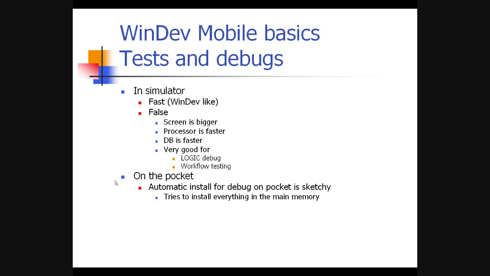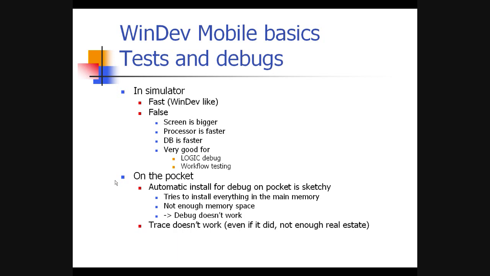Most of the time what you want to do is to install everything on the SIM card and run it from there where you have more room. But you can't do that currently in WinDev Mobile. So when it tries to install everything in the main memory, you get a message saying there's not enough memory space, and the debug just doesn't work. So clearly having a debug option that doesn't work doesn't help you at all to debug.